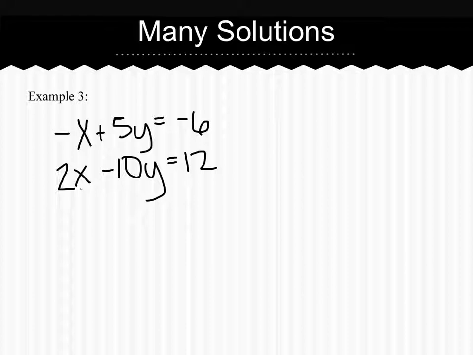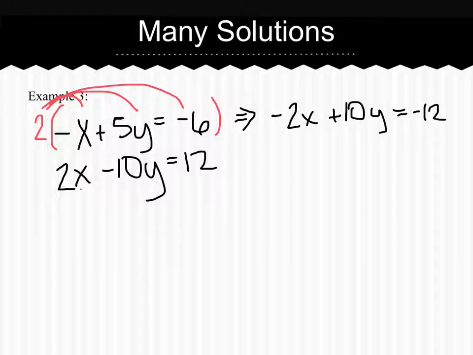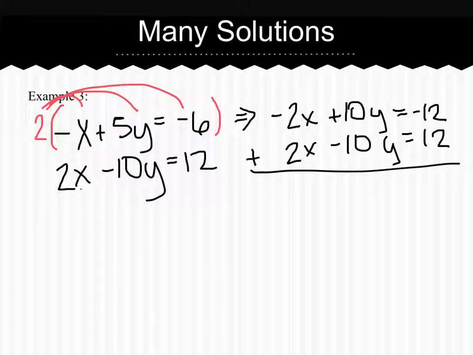I can take the first equation and multiply everything by 2. When I multiply by 2, that's going to give us a positive 10y, which will cancel out with my -10y. So 2 times -x gives us -2x, 2 times 5y is a positive 10y, and 2 times -6 is -12. Now we're going to write the second equation right underneath that: 2x minus 10y equals 12, and we're going to add these two equations together.